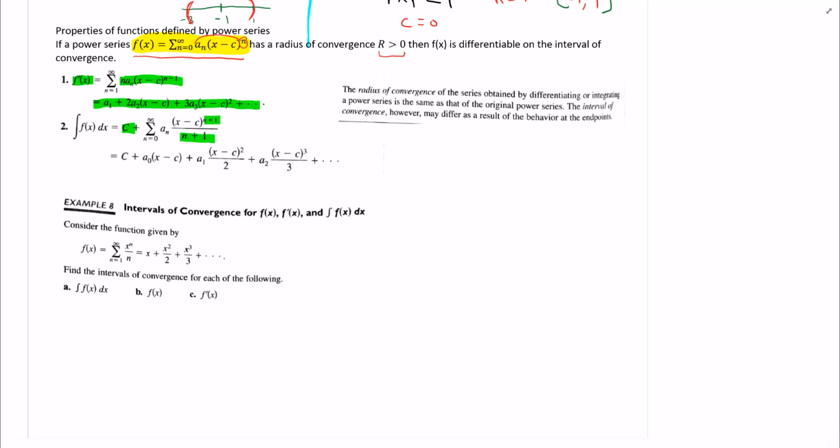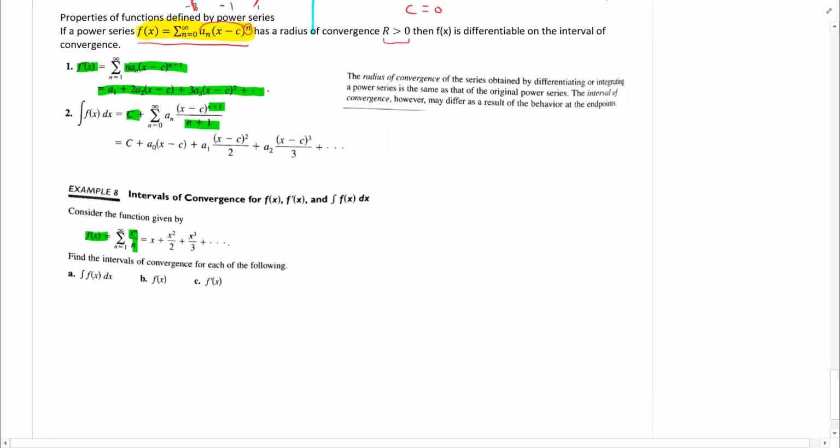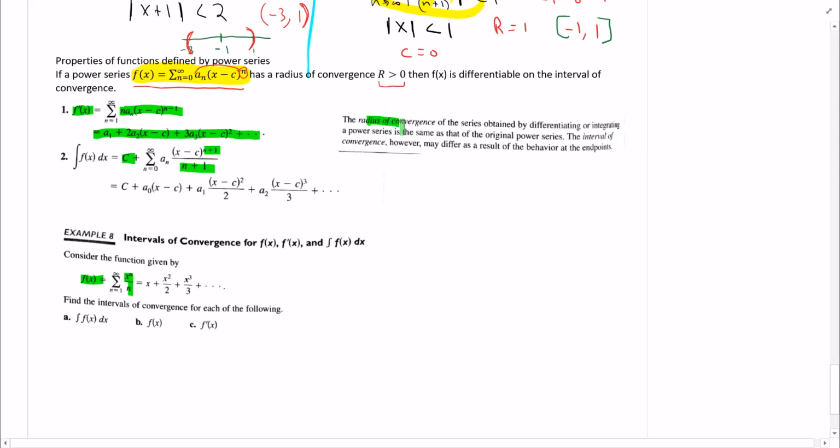All right, so we have 3 examples here that we're going to do. We're given this function here, which is defined by the infinite series of x to the n over n. And we're asked to find the intervals of convergence for each of the following. Oh, so we should talk about up here. The radius of convergence will be the same when you integrate or differentiate. The only difference might be the endpoints, so you only have to check the endpoints to see if they're any different.